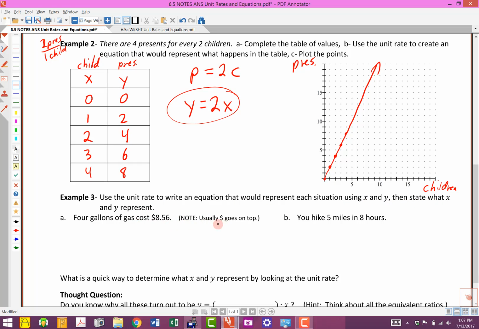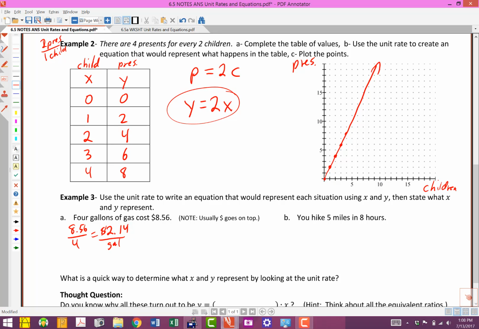So usually dollars go on the top on these. So on this particular one, it says 4 gallons of gas for $8.56. You might remember this one. So this is $8.56. This is 4 gallons. So when we did that division, we ended up with 2.14. And remember, that was dollars here and gallons here. So this is the unit rate.